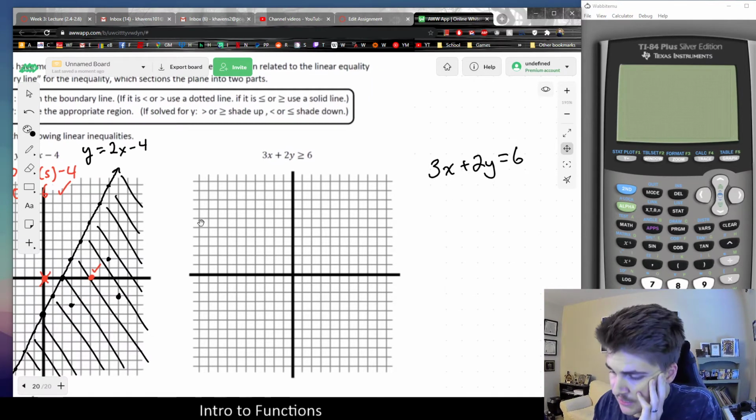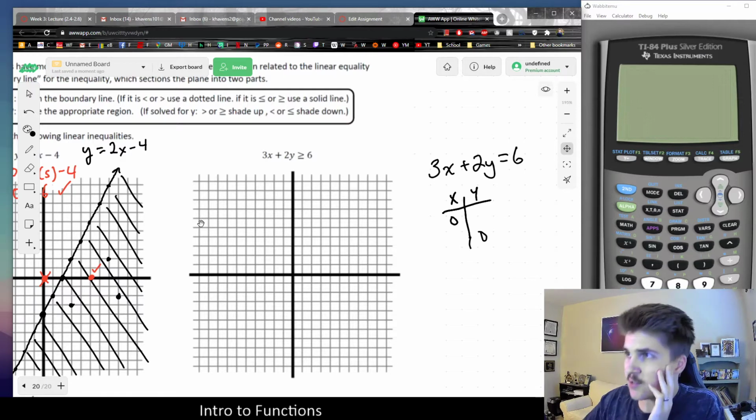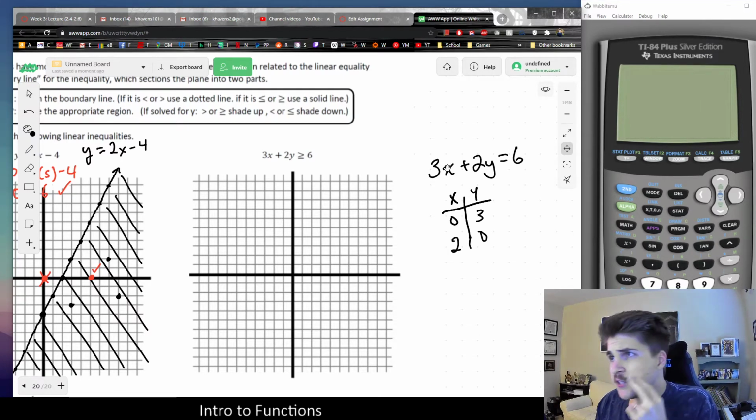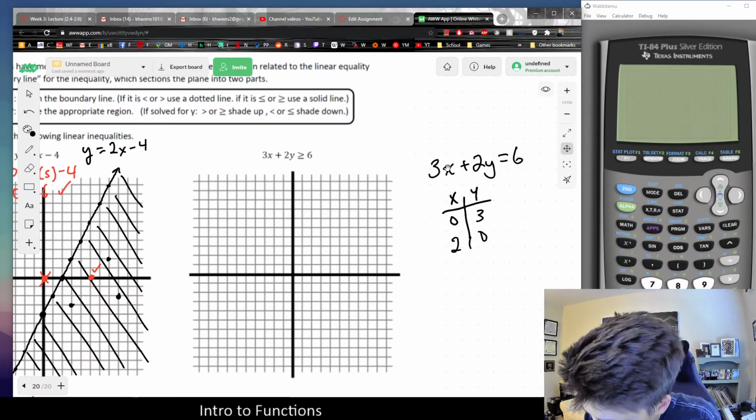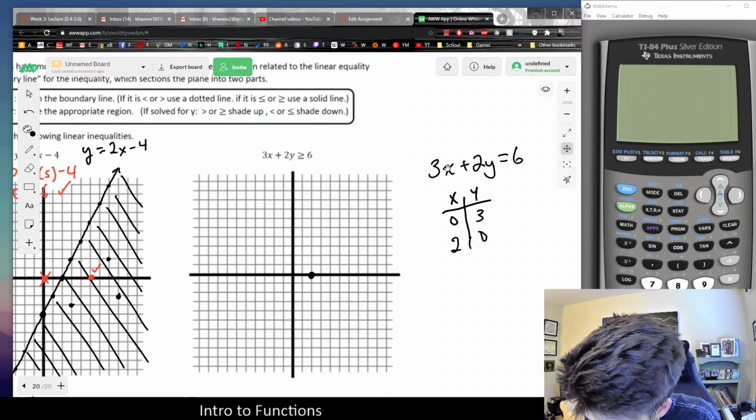One easy way is the intercept method, which is just graphing the zeros. So if I plug in 0 for x, this would give me 2y equals 6, so y would have to be 3. And if I plug in 0 for y, that would give me 3x equals 6, so x would have to be 2. So I could graph this line by finding 2 points. We've got (2, 0) and (0, 3).